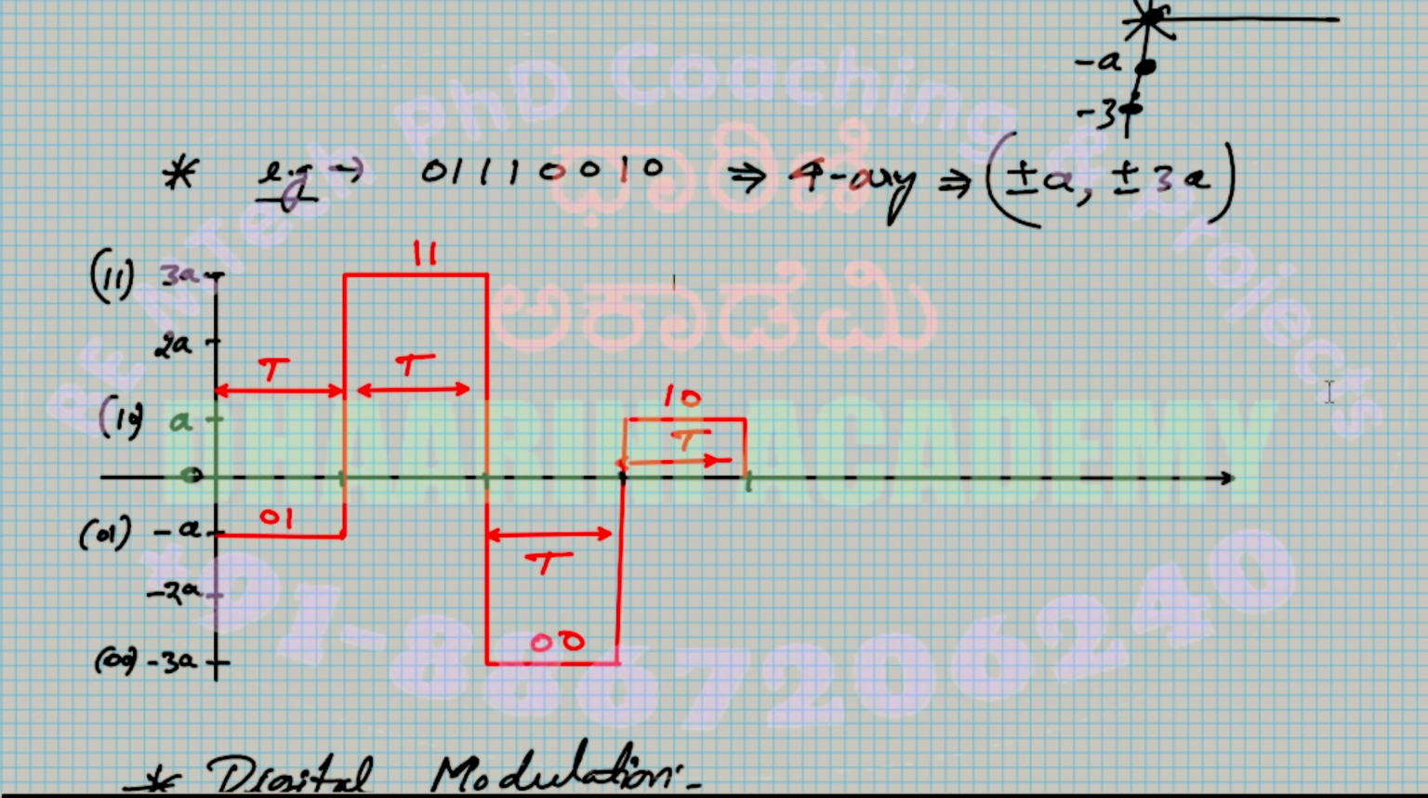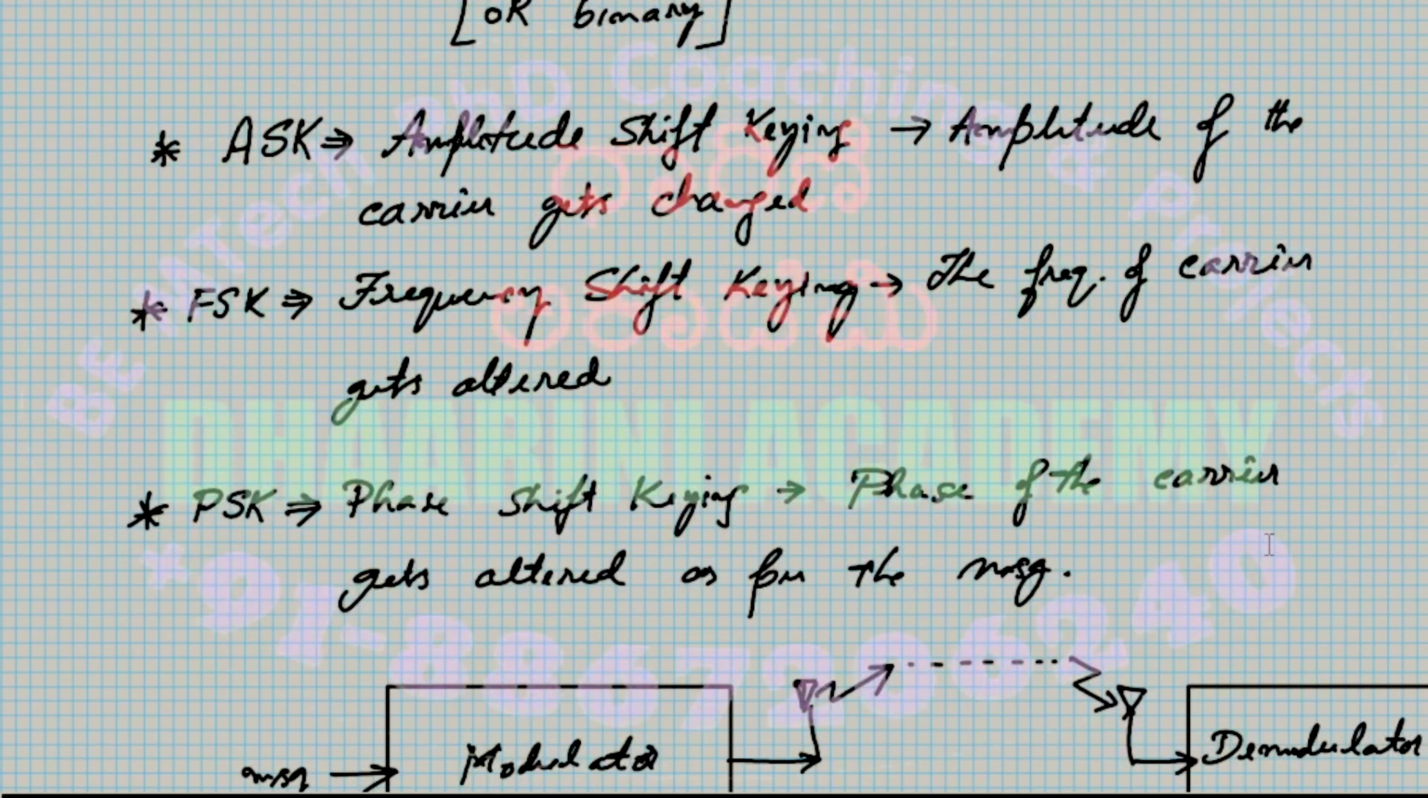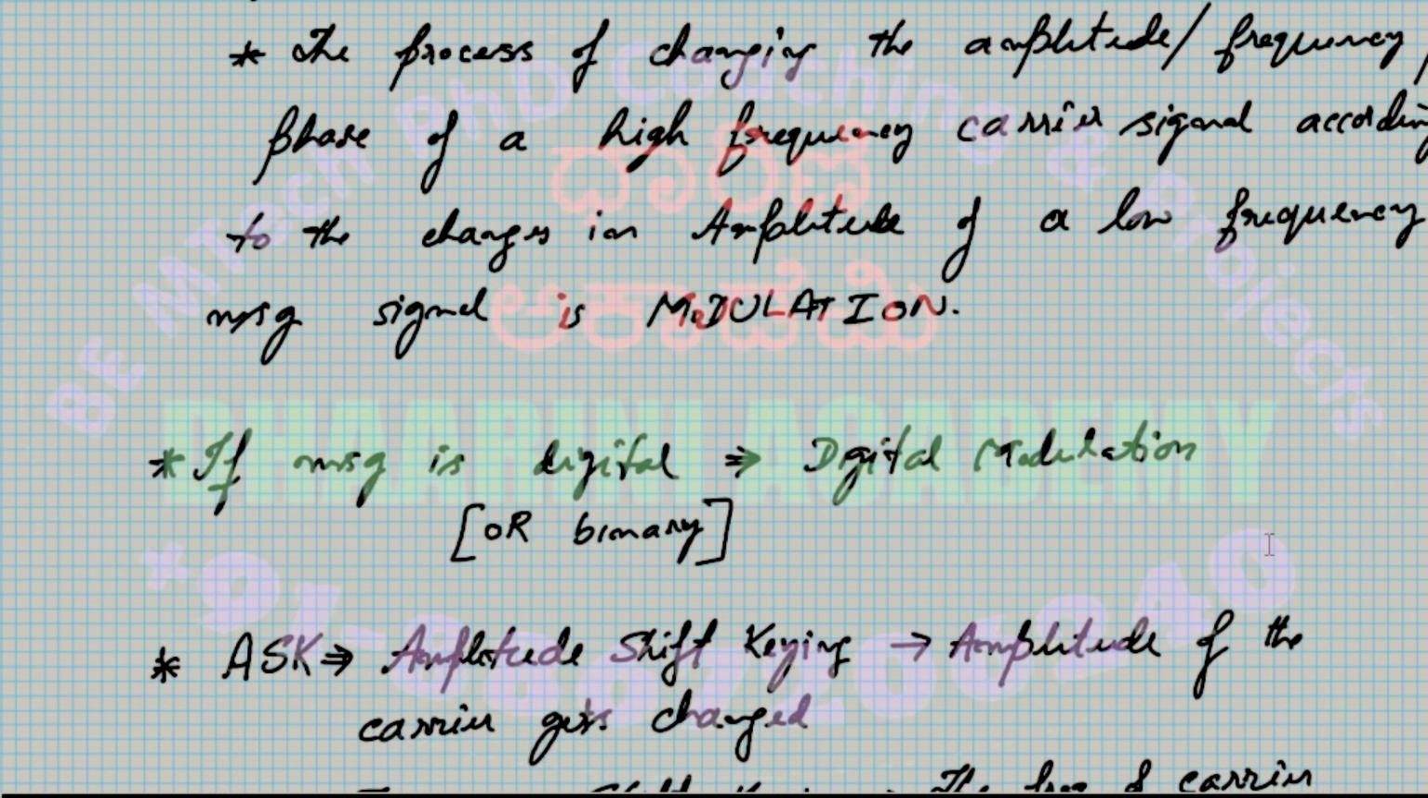The next topic is the digital modulation techniques, right? So in digital modulation technique, very similar to the analog modulation technique, we try to change the amplitude or frequency or phase of a very high frequency carrier signal according to the changes in the amplitude of a lower frequency message signal. So the point is very clear here. Whatever message signal you send should have lower frequency. Whatever carrier you are going to use will have a higher frequency, right?